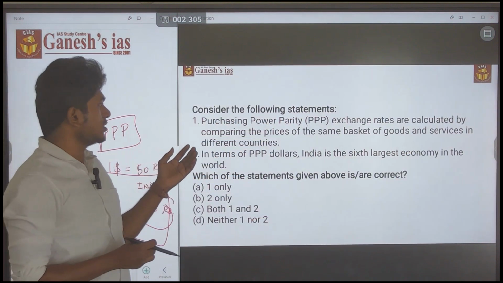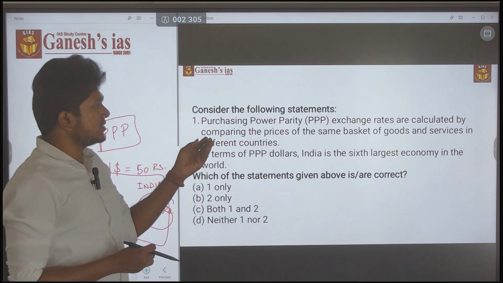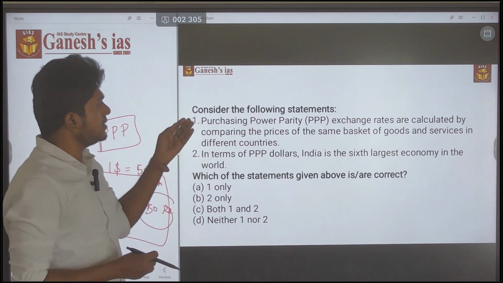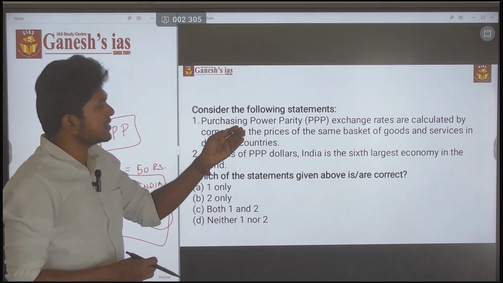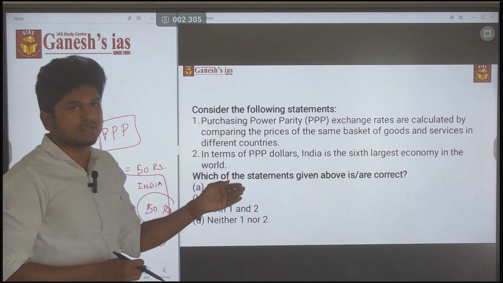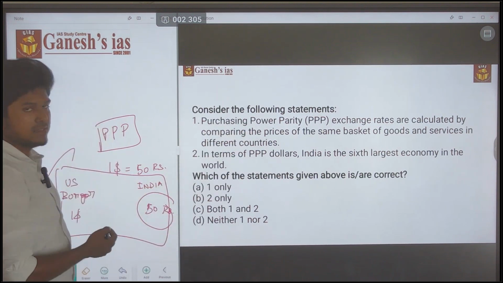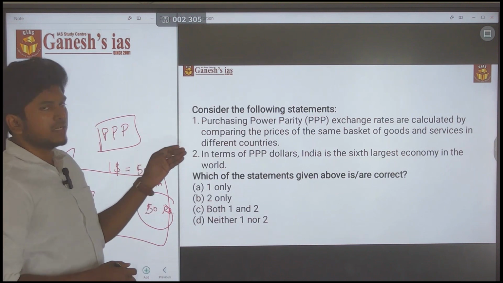The first statement: the purchasing power parity exchange rates are calculated by comparing the prices of the same basket of goods and services in different countries. See, so the first statement is clearly saying this.